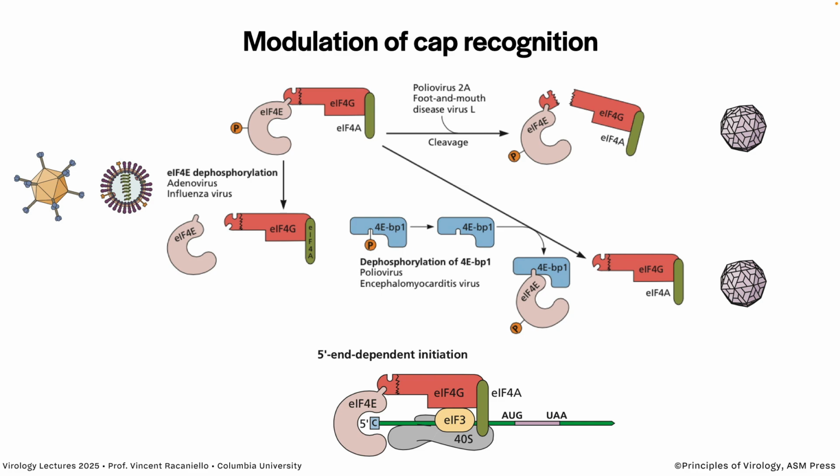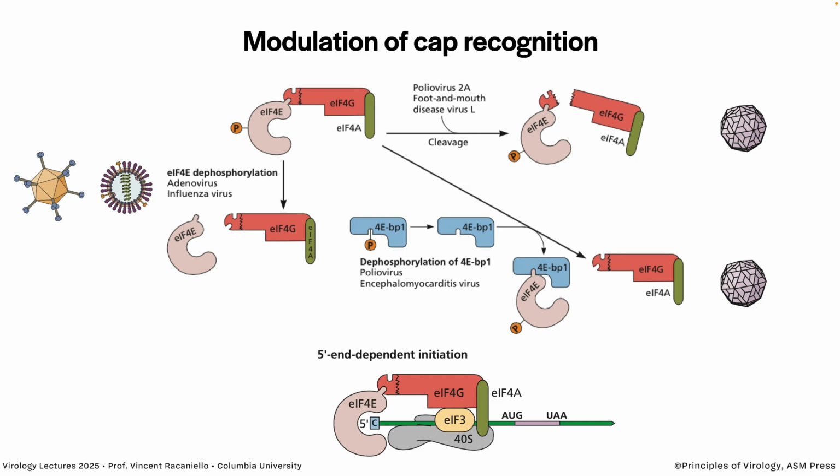There is also a dephosphorylation of EIF4E. For 4E to bind efficiently, it should be phosphorylated, and some viruses induce dephosphorylation of EIF4E. And then finally, other viruses induce dephosphorylation of a cell protein.